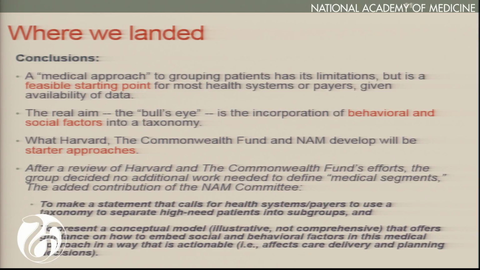One, we really would like the National Academy of Medicine to make a statement in this report about the need and the value of segmentation, of having a patient taxonomy among those with high needs. And two was to present a conceptual model that offers guidance on how to embed, so kind of begin to take us that one step further. Like, how would you embed some of these social risk factors and behavioral health factors into the taxonomy of high need patients?